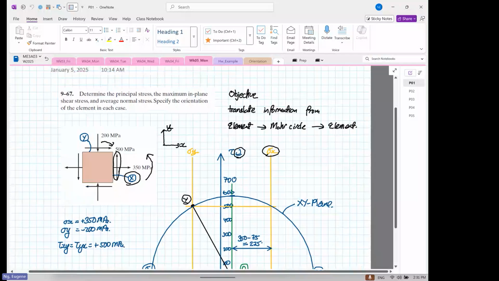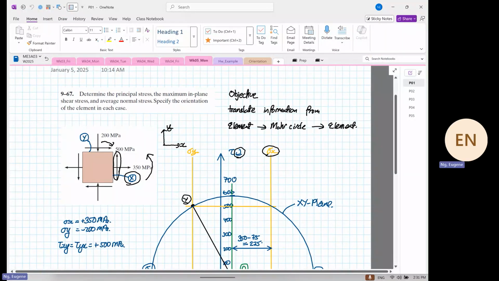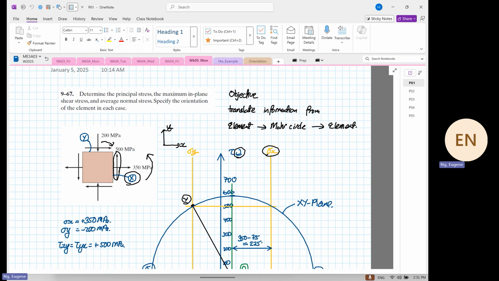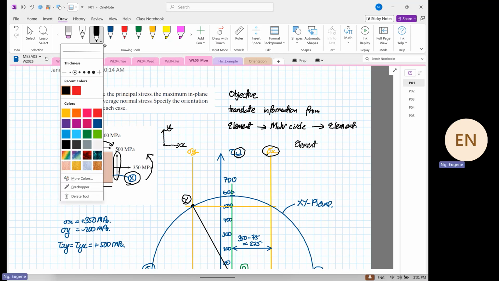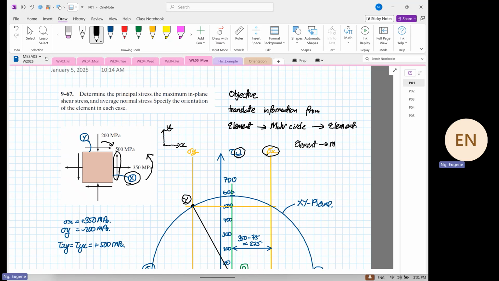A problem, and we have fixated to our 2D problem. So what we have completed, this is from last week, okay? We are able to deal with the element. So we have done from element. Okay, we have dealt with element. Okay, and then from element, we go to Mohr circle.